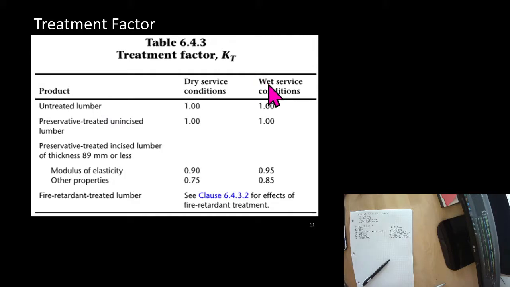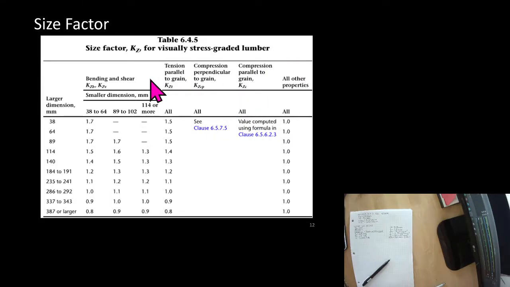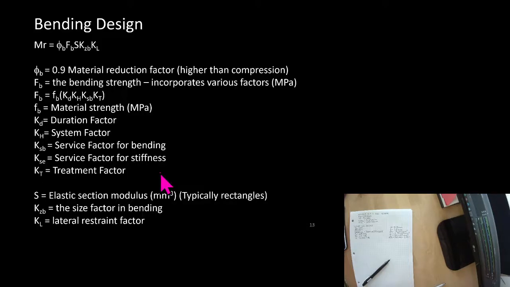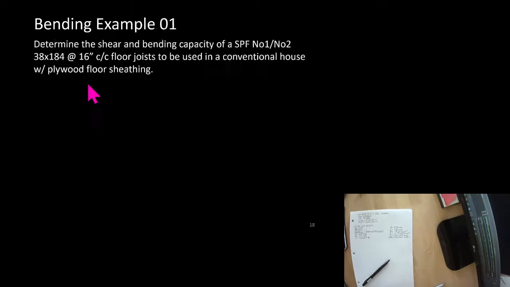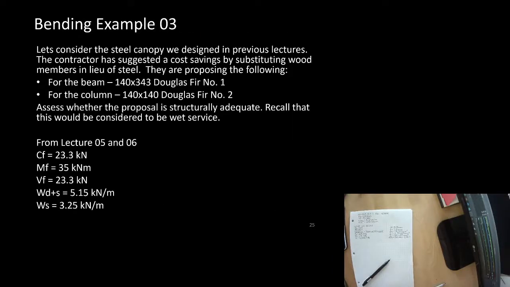Treatment factor: they didn't say anything about it being treated. It's Douglas fir outside, but it's untreated. So wet surface condition of one. We have size factor that we need to look up. Larger dimension, we have 343, so way down here. And our smaller dimension is 114 or more, so we have 140. So it looks like our size factor is 1. That was all but our KL factor, which we calculated our depth to width ratio to be 2.45 to 1, or less than 4 to 1, which means our KL can be 1. That seems like all of our factors that we needed to calculate.